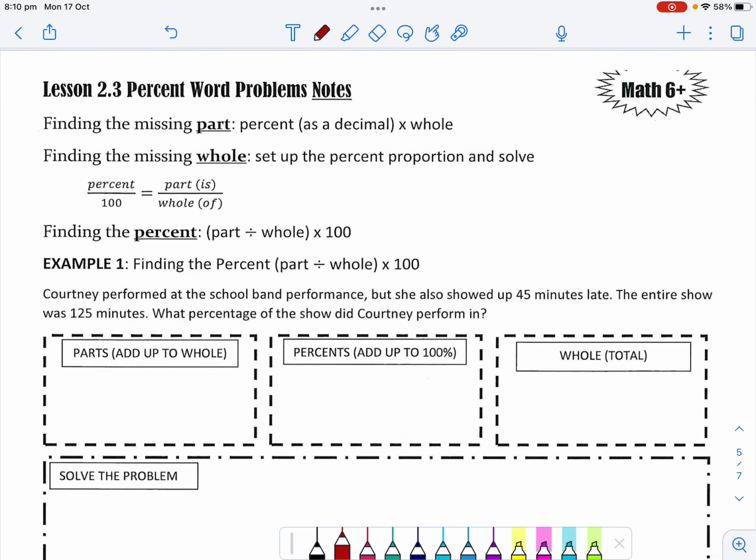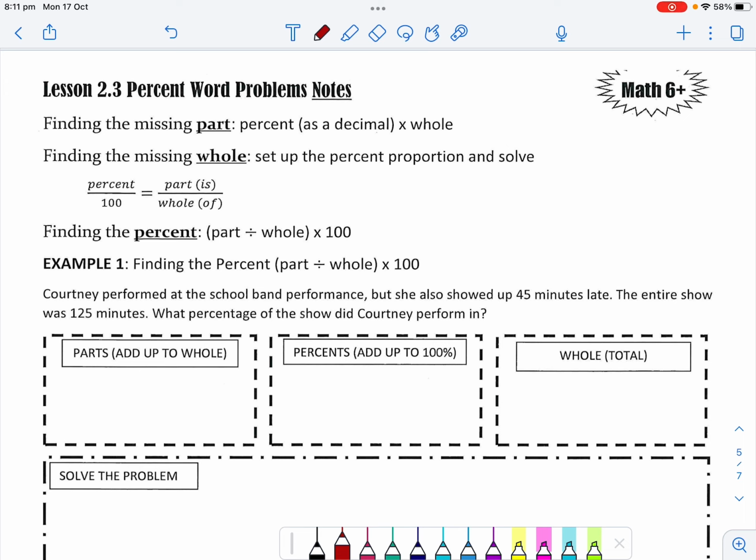Hey everyone, today we are going to be doing percent word problems. So we did basic percents where we talked about finding the missing part, finding the missing whole, and finding the percent. Finding the missing part is where we do the percent as a decimal times the whole. When we're trying to find the whole, we use the percent proportion: percent over 100 is equal to is over of. And to find the percent, we do part divided by whole times 100.